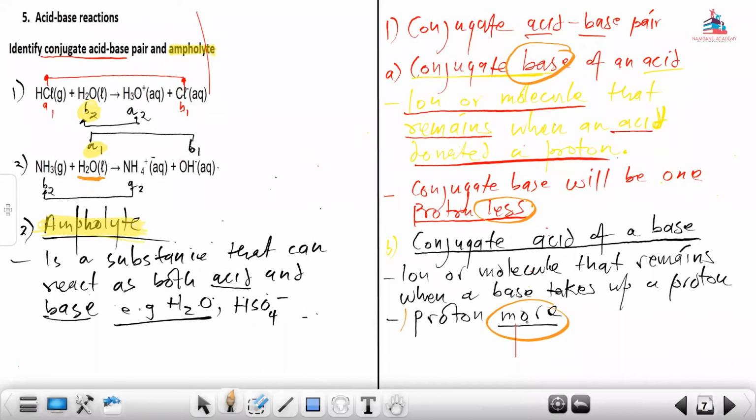So in other words, you're trying to say a conjugate acid of a base is the species formed when a reactant that is a base accepts a proton. 100%.